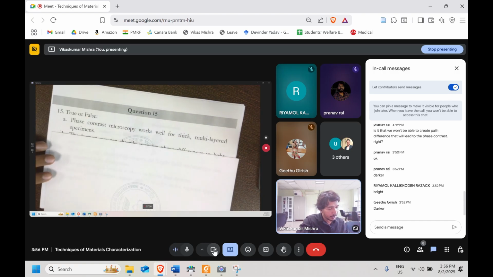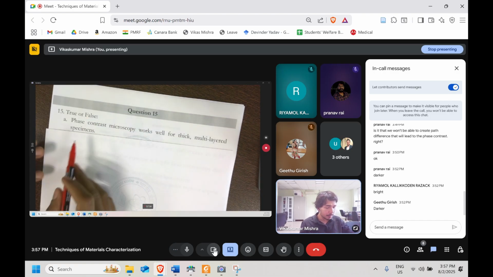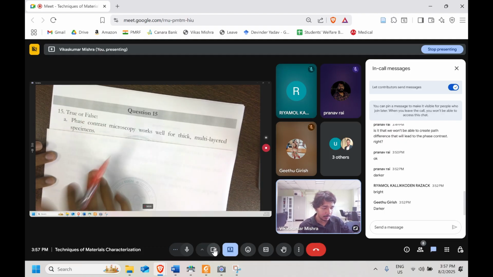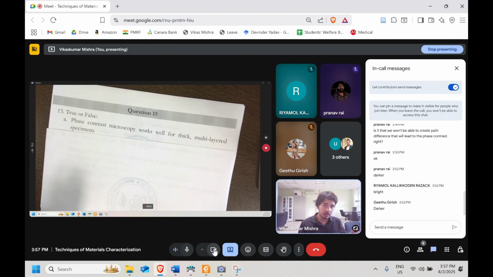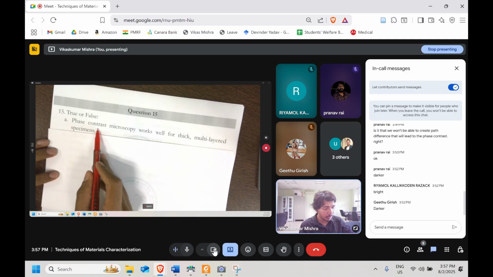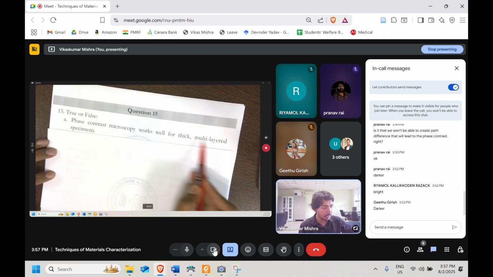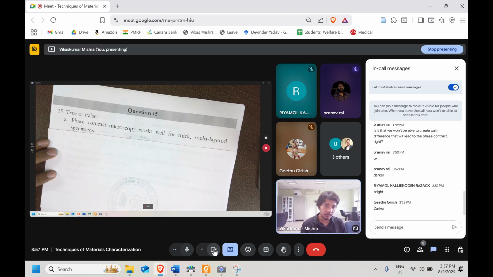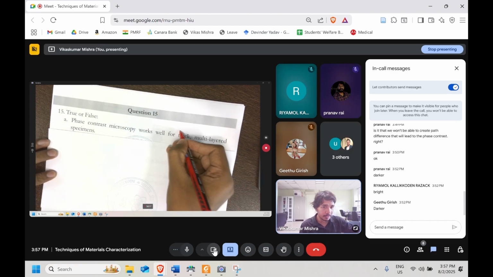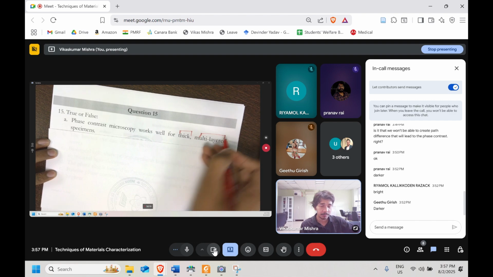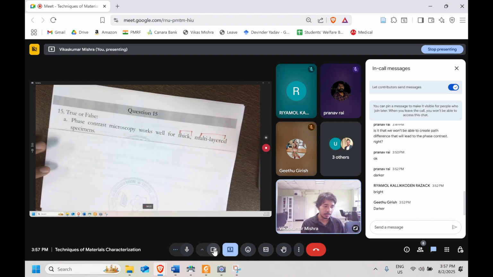Let's go to question number 50. True and false. Guys, try to respond in the chat box whether the answer is right or wrong. Phase contrast microscopy works well for the thick multi-layered specimen. Is it true or false?